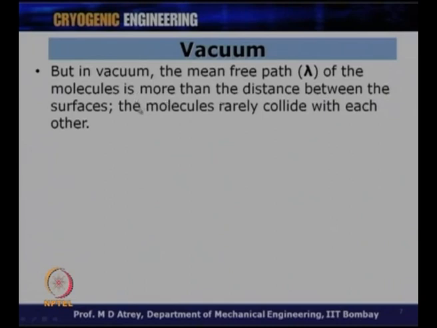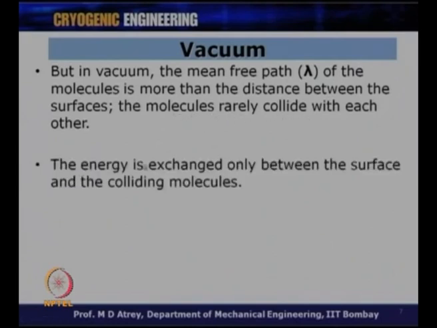That means the collision between the molecules will not be there if the mean free path, that is the distance between the two collisions, the length between the two collisions, is going to be comparable with the distance between the two surfaces. In that case, the molecules will rarely collide with each other. Now, the energy is exchanged only between the surfaces and the colliding molecules. The molecules will not collide with molecules.